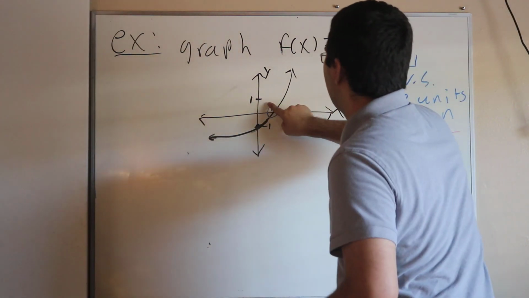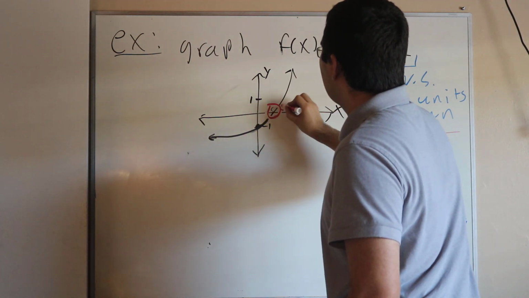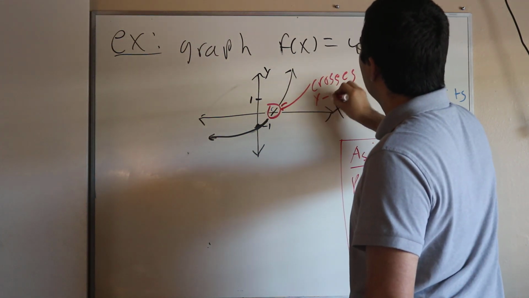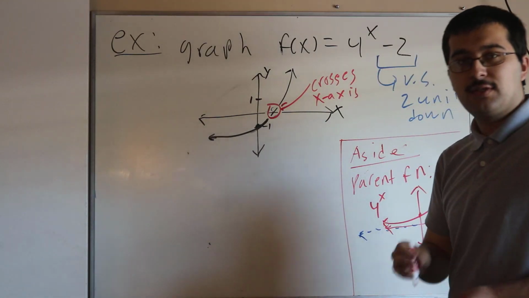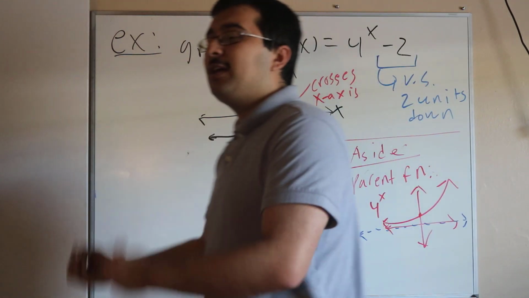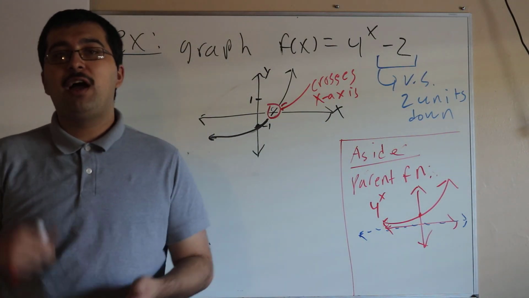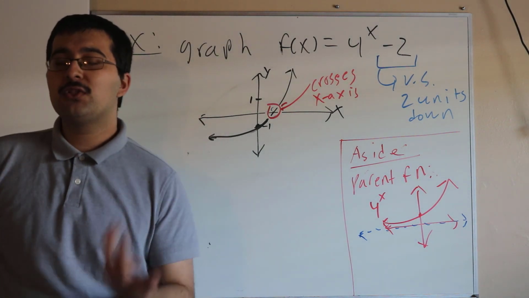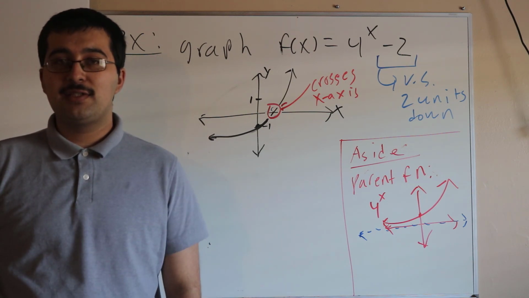x-axis. Let's actually mark that in red. It crosses the x-axis. So, by definition, to be an asymptote, you have to be a line the graph never crosses. That already tells us that the horizontal asymptote for this function can no longer be the x-axis, right?